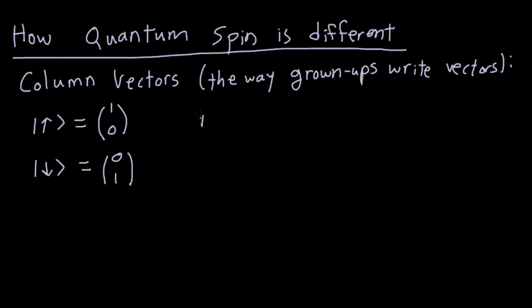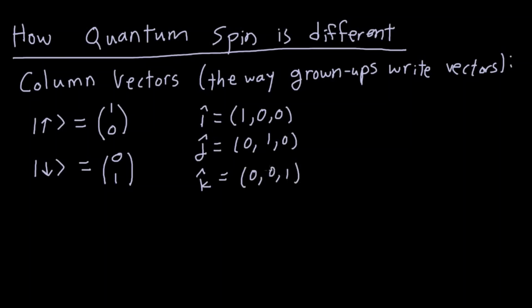This is exactly the same thing as writing i hat is 1, 0, 0, j hat as 0, 1, 0, and k hat as 0, 0, 1. The only difference is one number is on top of the other number instead of the numbers going from left to right. Now, why do grown-ups write them as these column vectors? I don't know. I think it looks a little cooler, but it's just the way they do it. So you've got to know this.